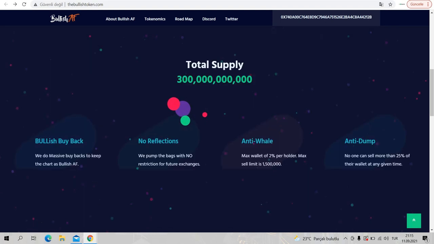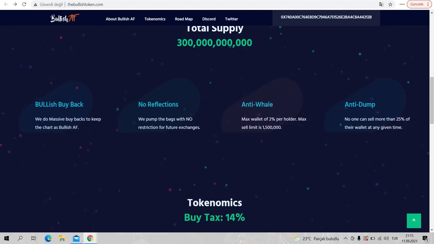300 billion, and Bullish buyback with massive buybacks to keep the chart in a bullish shape. No reflections, we pump the buybacks with no restriction for future actions. And well, max wallet of 2 percent per holder, max sell limit is 1,500,000. And anti-dump, no one can sell more than 25 percent of the wallet at any given time.